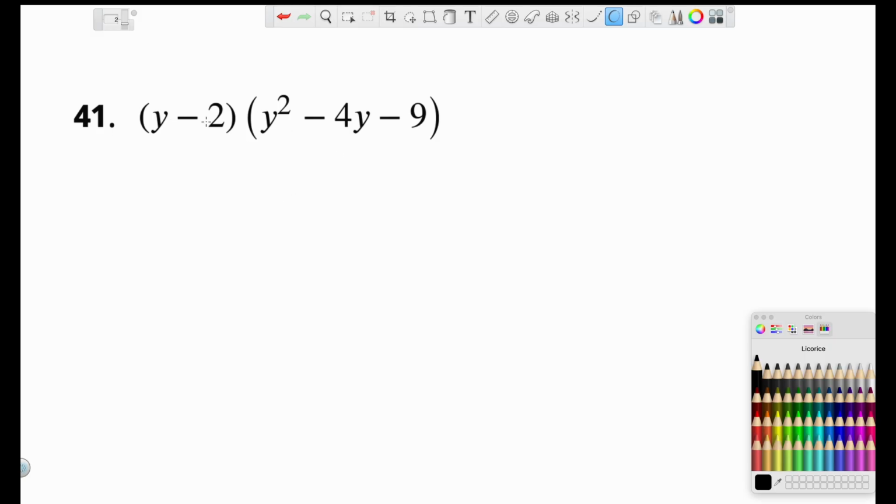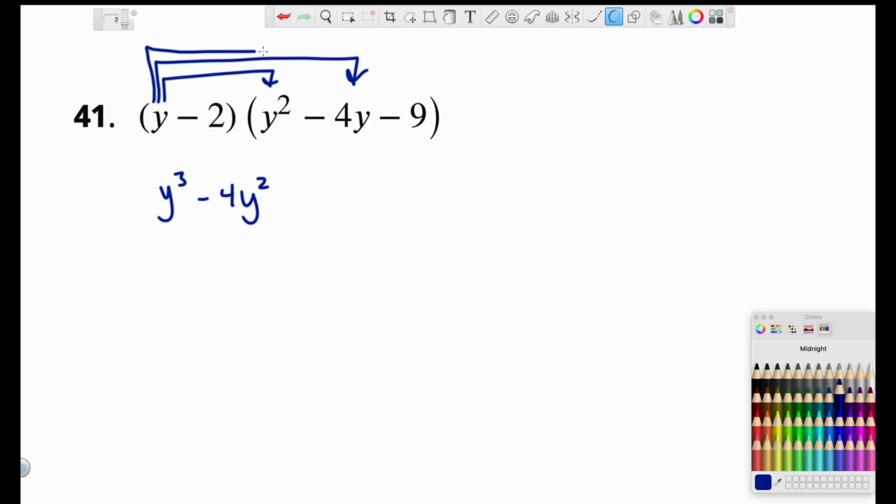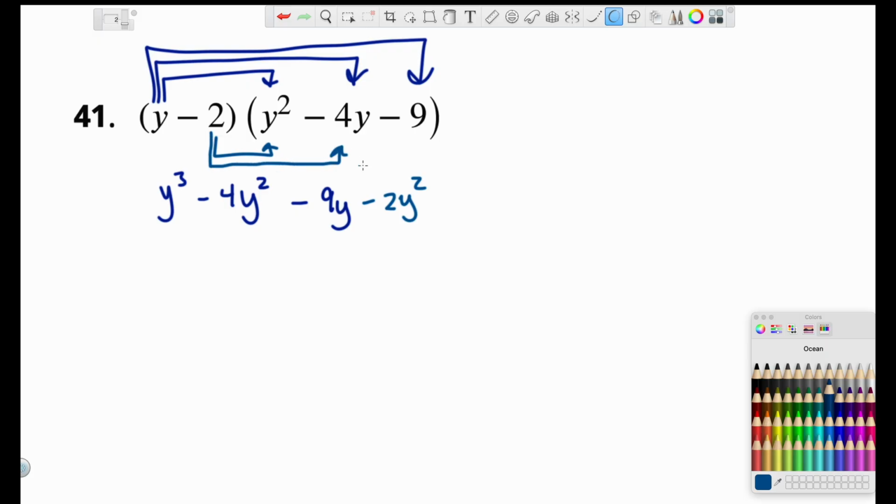Okay, we have a 2 by 3, so we should have 6 different terms after we multiply this. So we got y cubed minus 4y squared minus 9y. Now we got the negative 2y squared. Negative 2 times negative 4 is plus 8y. Negative 2 times negative 9 is plus 18.